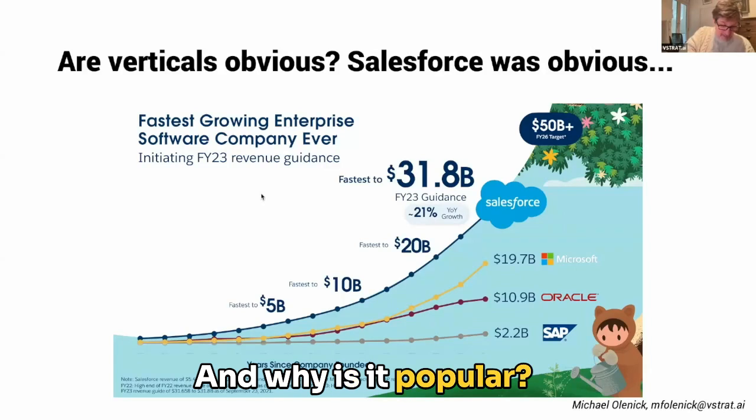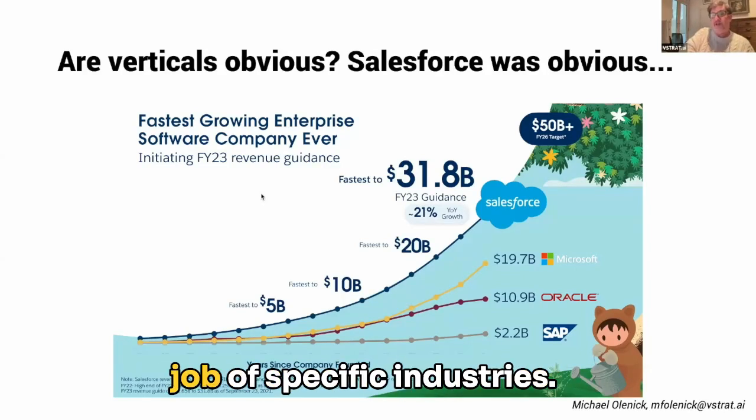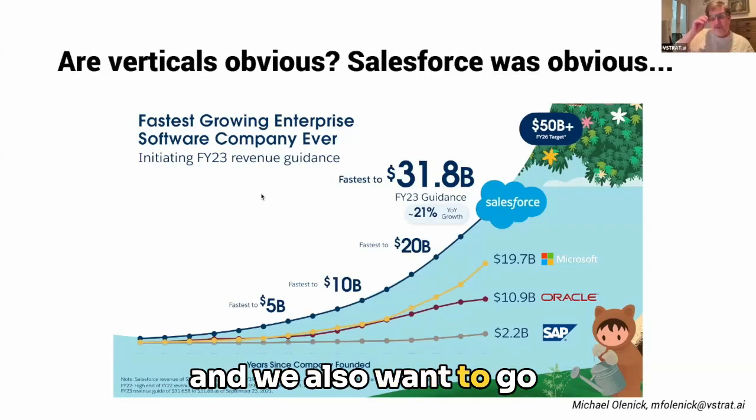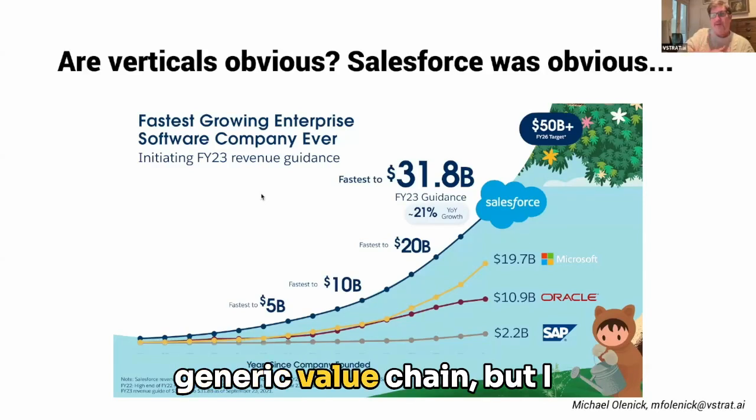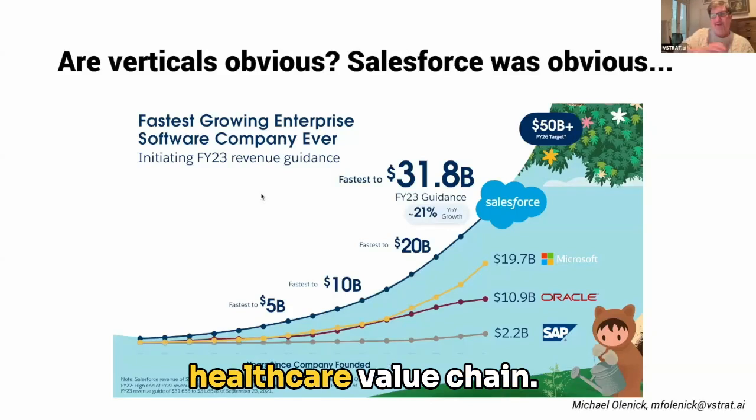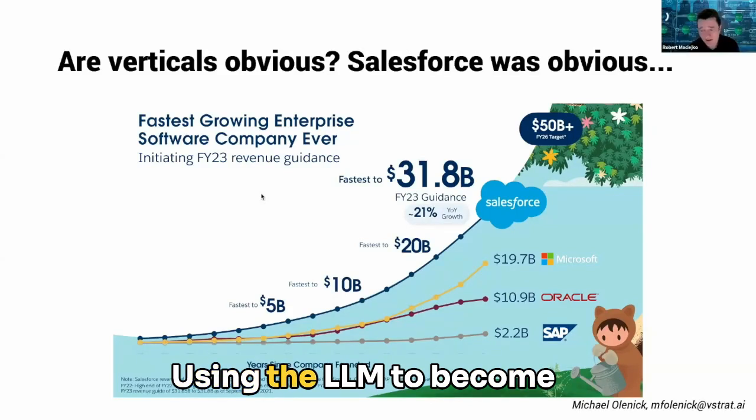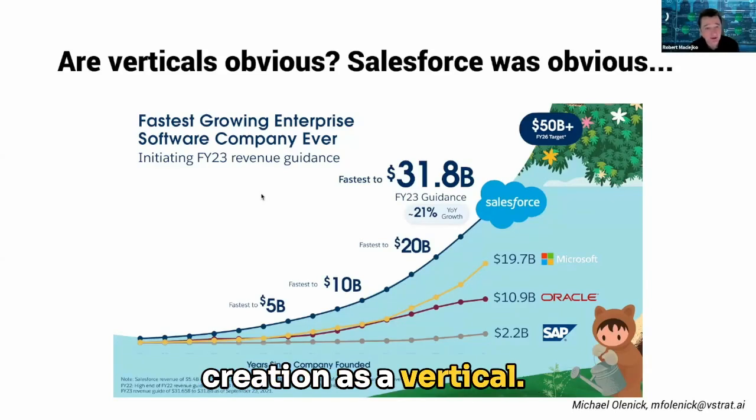And why is it popular? For exactly the reason that was just asked. It does really a pretty good job of specific industries. We want to go there. And we also want to go vertical on our verticals. Like right now, it's a generic value chain, but I think eventually making a pharma value chain, a healthcare value chain. Using the LLM to become superhuman in strategy creation as a vertical.